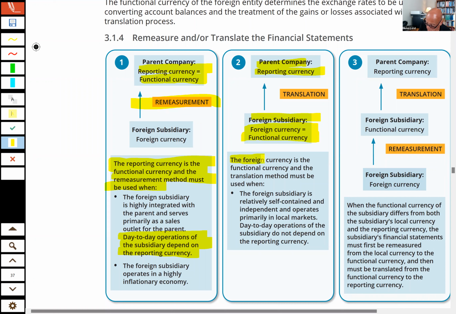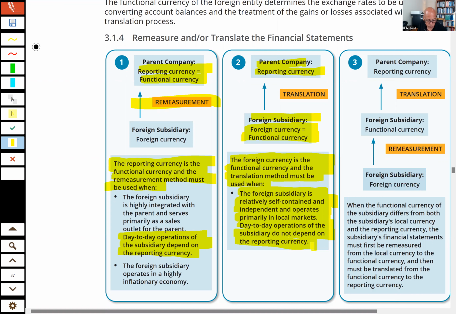FASB speak of what they may say to us: the foreign currency is the functional currency, and the translation method must be used when the foreign subsidiary is relatively self-contained and independent and operates primarily in local markets. Day-to-day operations of the subsidiary do not depend on the reporting currency. English company doing most of its business in England, use the translation method. And that triggers the process and the exchange rates on the flashcard I gave you that you have to use, right?